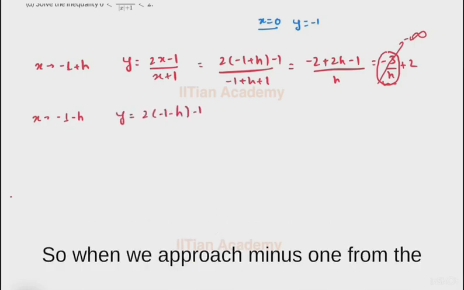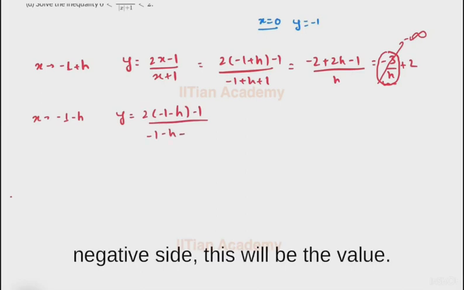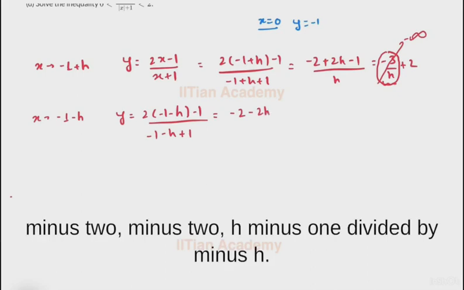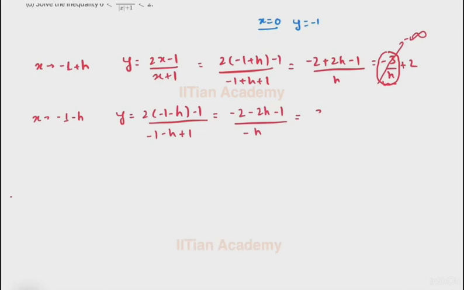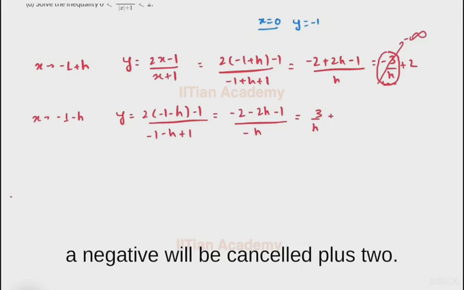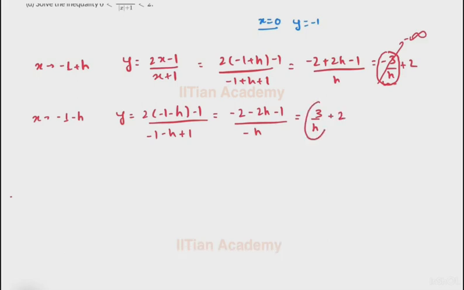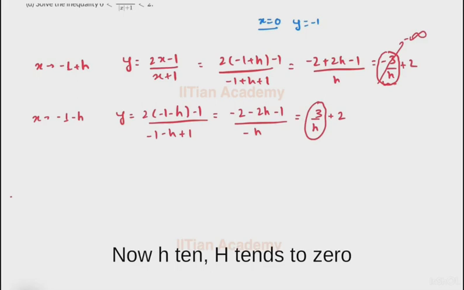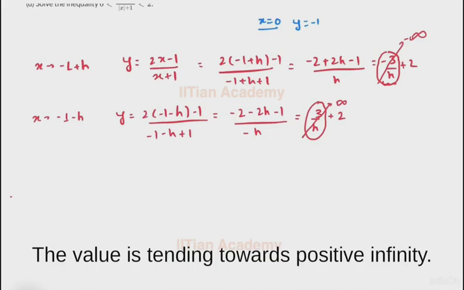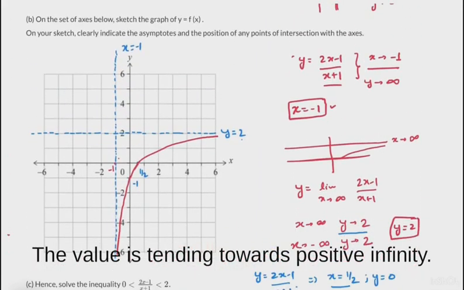So when we approach -1 from the negative side, we need to see what the value will be. This is (-2 minus 2h minus 1) divided by -h. So this will be 3 by h, a negative will be cancelled, plus 2. Now as h tends to 0 and x tends towards -1, the value is tending towards positive infinity.